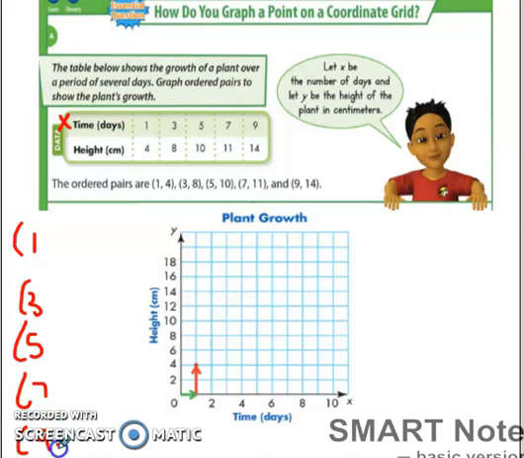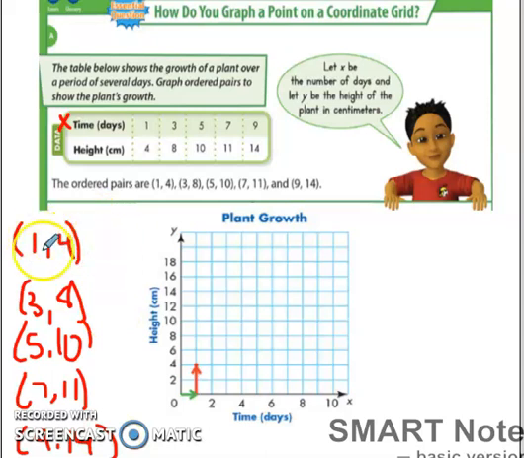And then you would have the heights, which are along the y-axis. See, it says heights in centimeters. All of these are the heights going along the y. So then we have 4, 8, 10, I know it's a little messy, but you get the gist, 11, and 14. And then we're going to graph all these.